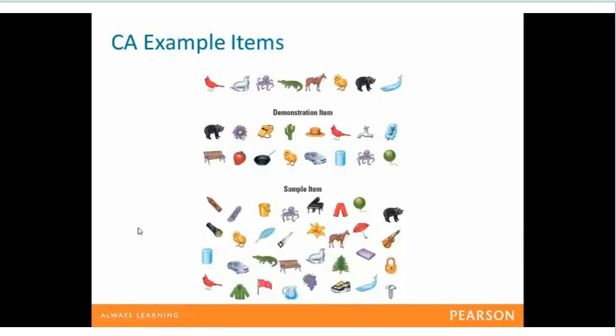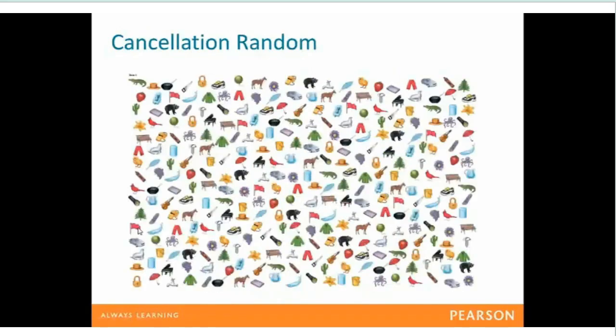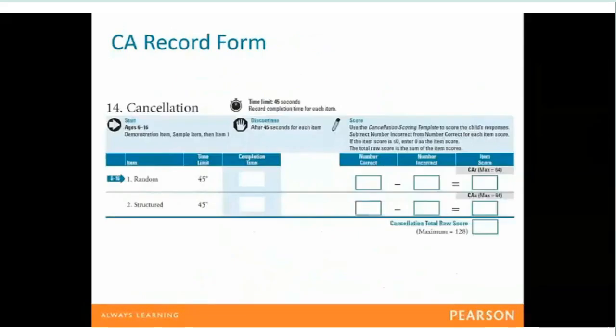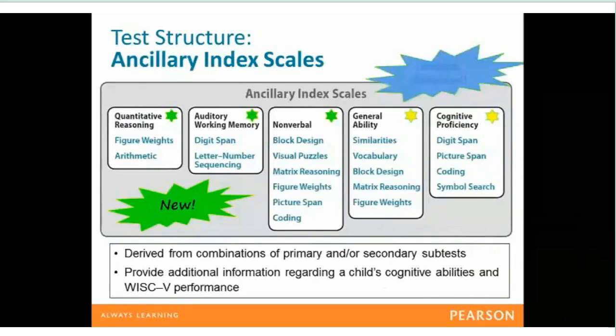Once the child's done the sample practice, they do cancellation random, and then after 45 seconds of cancellation random, they do cancellation structured, which is another 45-second task. Those are combined into your overall cancellation score.